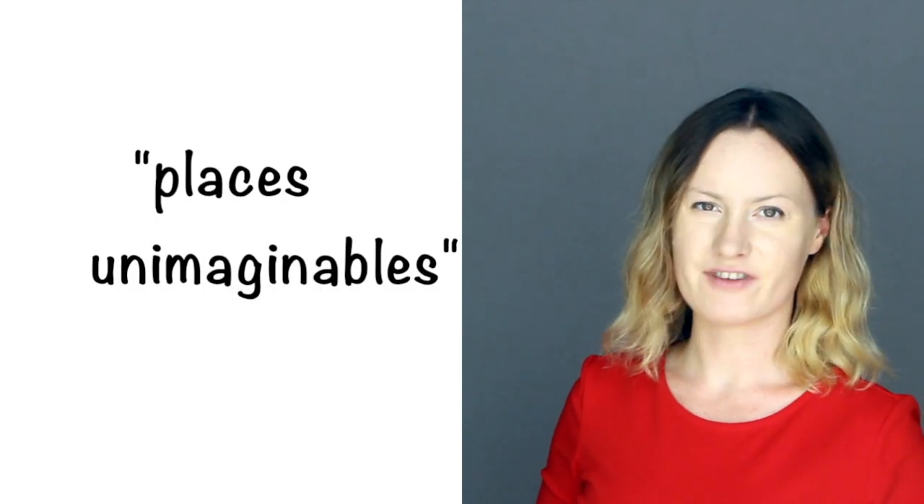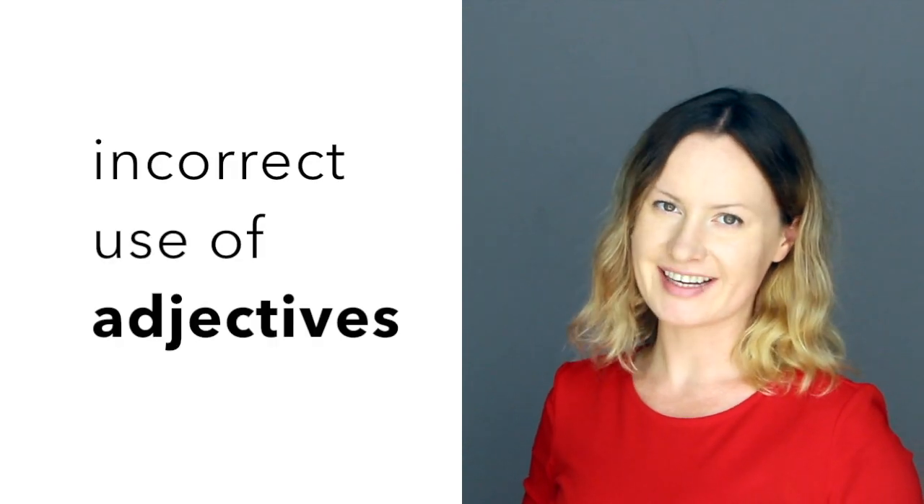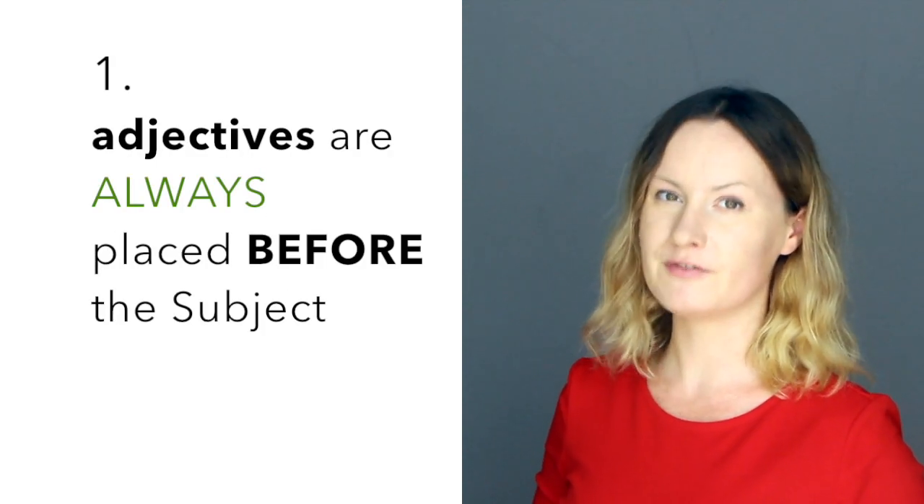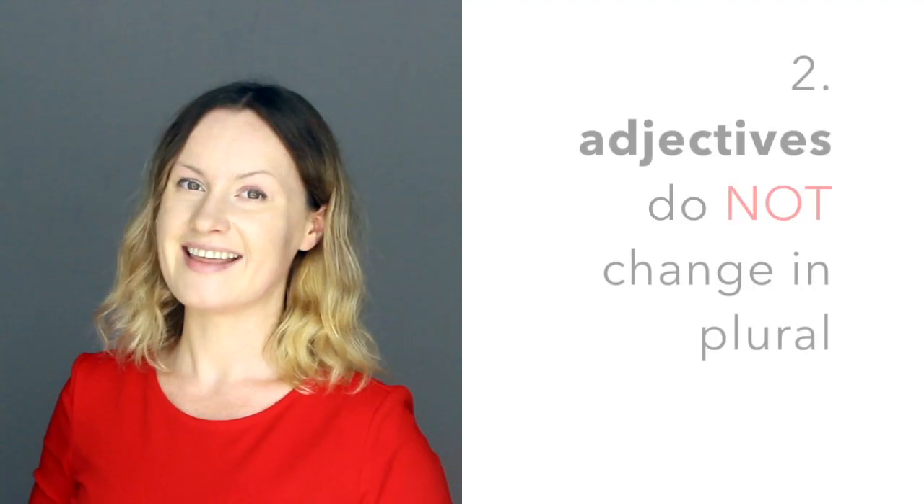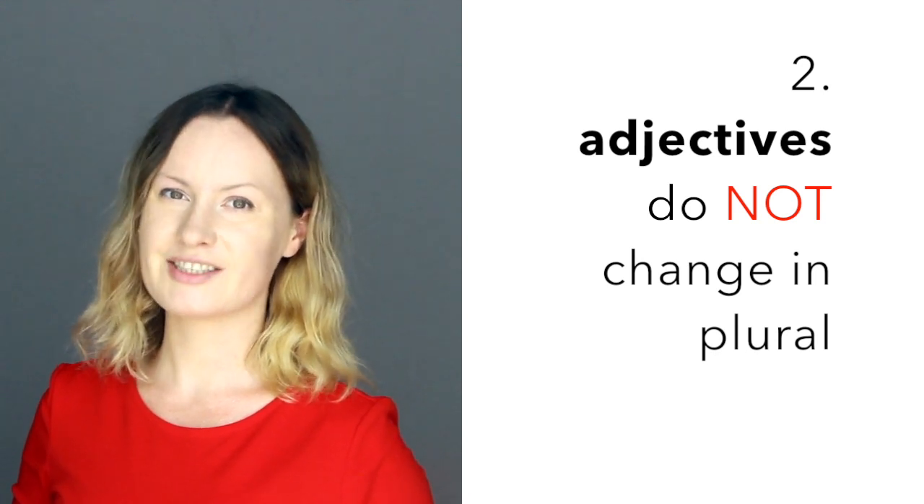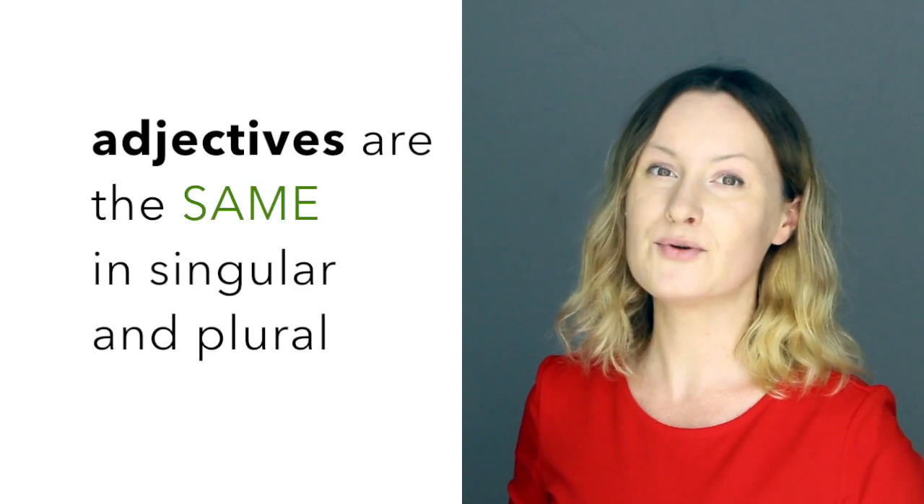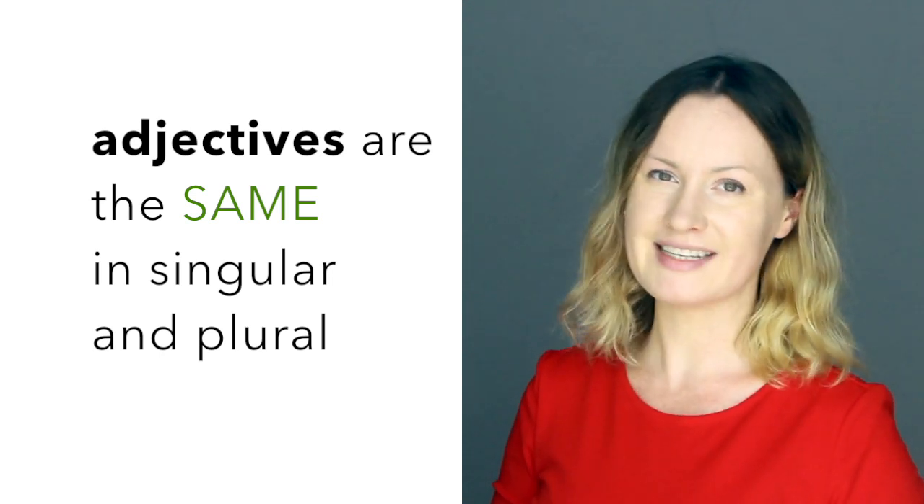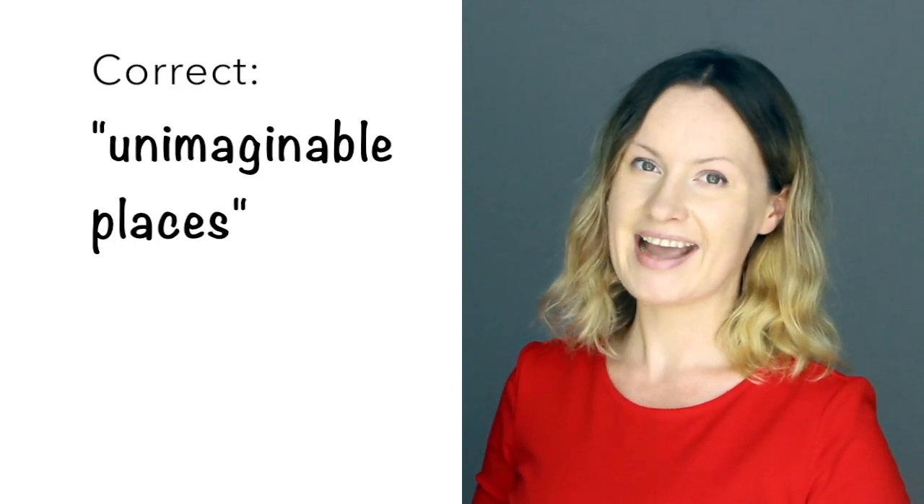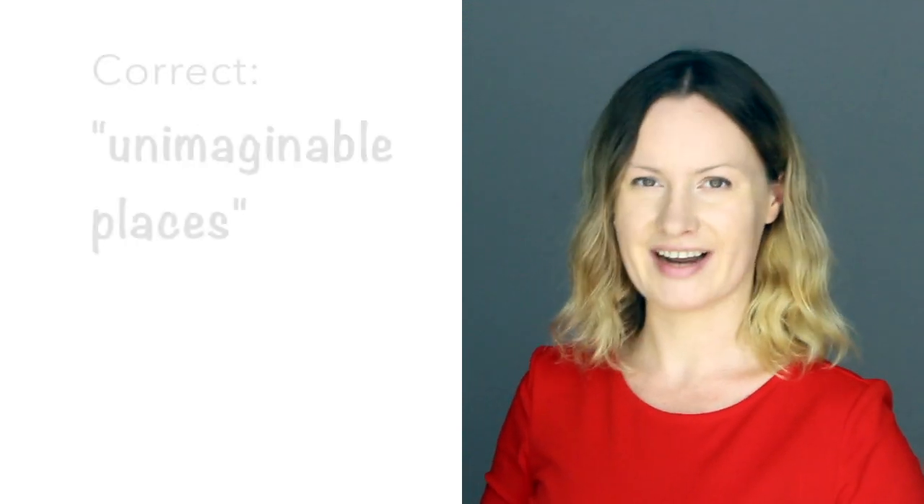And the last mistake from this list refers to the incorrect use of adjectives. Remember that in English, adjectives are always placed before the noun. Always, no exceptions. So it's very important to put the adjective first, before the noun. And the other rule that you must always remember is that adjectives don't change. They don't have a different plural form. So when you want to use them in singular and in plural, you use the same form. It's very easy. So in this case, the adjective should be in singular and before the noun. Then the phrase is correct.